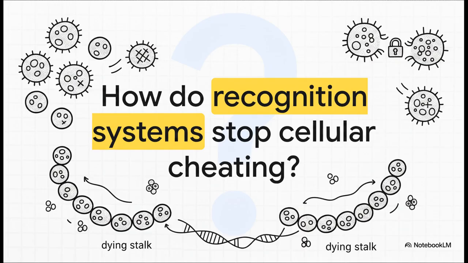It leaves us with this final provocative thought. The molecular rules of complex life are incredibly fragile. The very existence of multicellular life relies on these invisible, ancient recognition systems to prevent cheating at the cellular level. So what other invisible biological contracts are written right into our DNA?